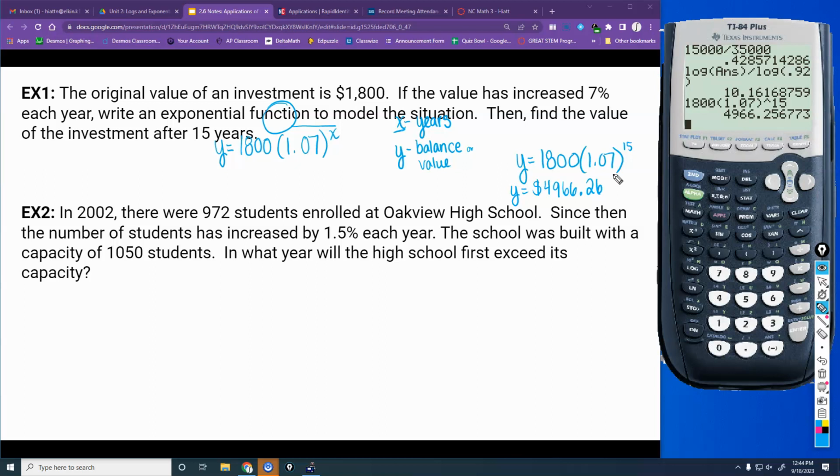So, if you had $1,800, put it in a savings account. Actually, that's bad. You're probably not going to get 7% in a savings account. But you might get 7% in a different type of riskier account. So after 15 years, it would turn into almost $5,000. So it's pretty decent return there. Okay, questions on that?